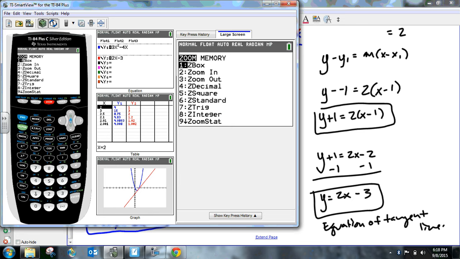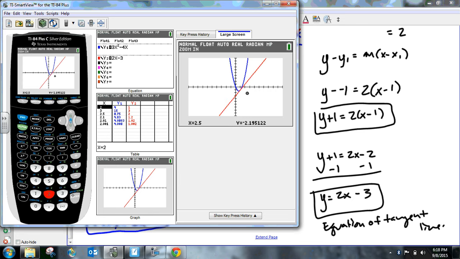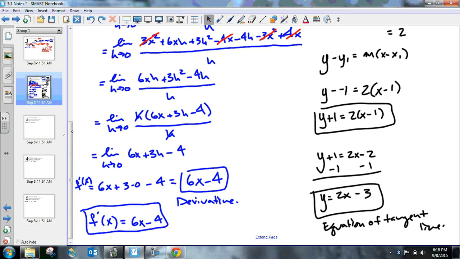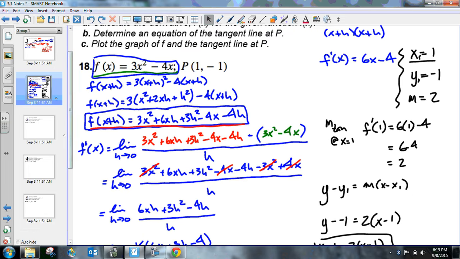Zoom in. Zoom 2, and just hit enter. All right, there's my parabola. Okay, here comes the tangent line, and it's going to hit it. Boom! Is that the point 1, -1? Did we get that right? Is that fun? Pretty awesome to me.